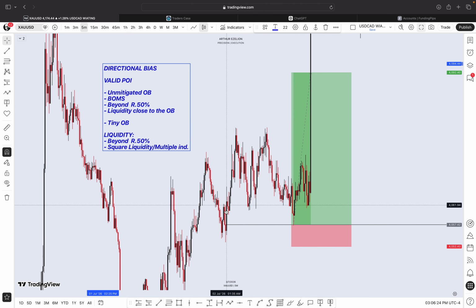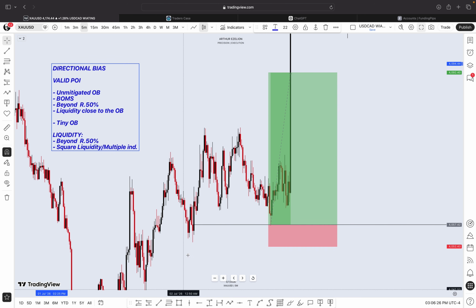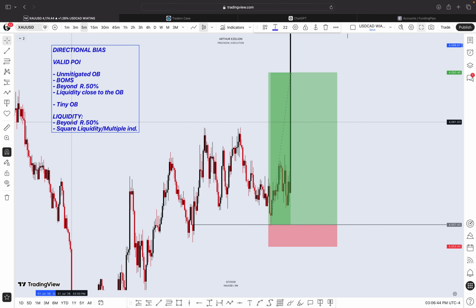Pay attention whenever you have order blocks like this. Focus on the body, right? You see the wick is bigger than the body. It's so huge. Focus on the body. And the next thing we have is beyond 50%. Obviously, it's at discount. It's an extreme order block, and it's tiny. It gives me my risk reward, and also it has liquidity close to it, and it is a square liquidity.